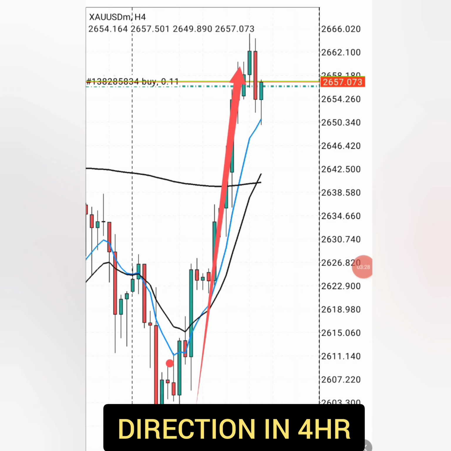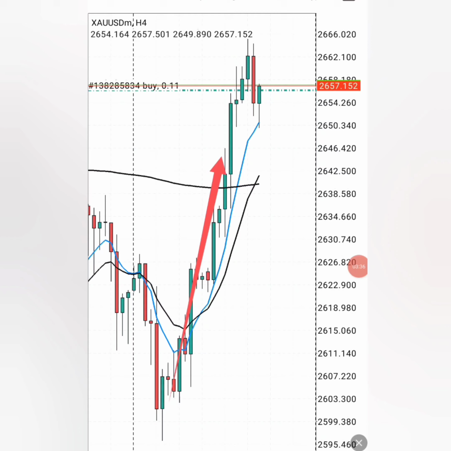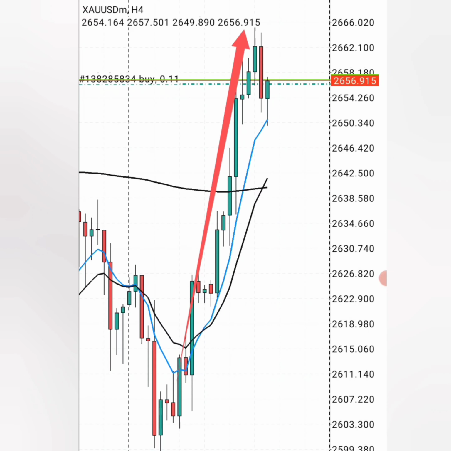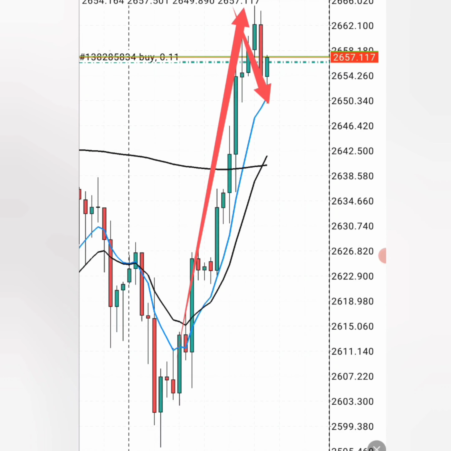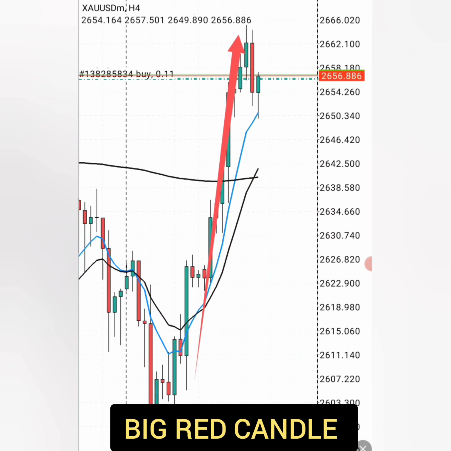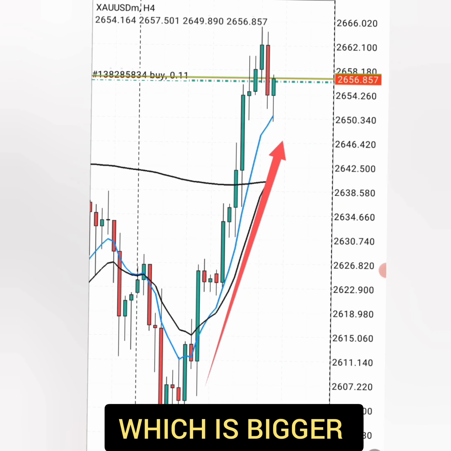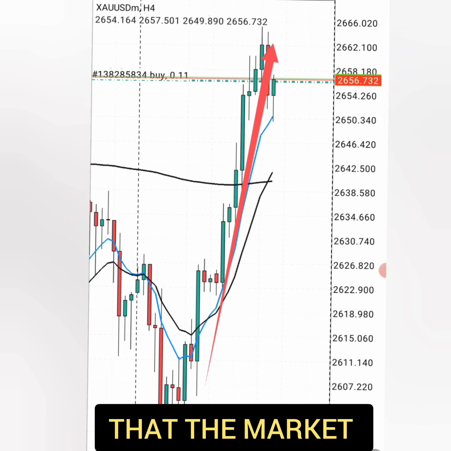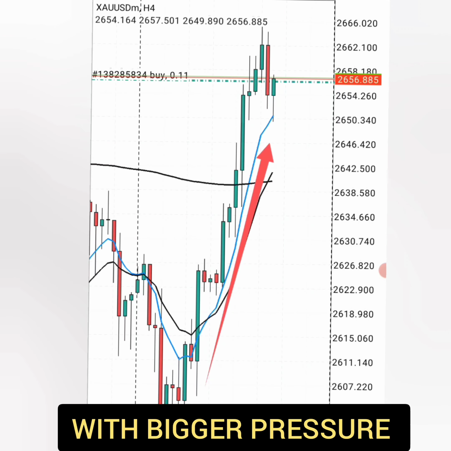First, you want to see the direction that the 4-hour time frame is going. When you see that the 4-hour time frame is going up just like this for a very long time, just know that there's an opportunity for the market to come back down just like it did to this moving average. But before you enter your trades randomly, first you want to see a big red candle just like this one, which is bigger than the previous 2 or 3 candles to show you that the market is coming down with bigger pressure.